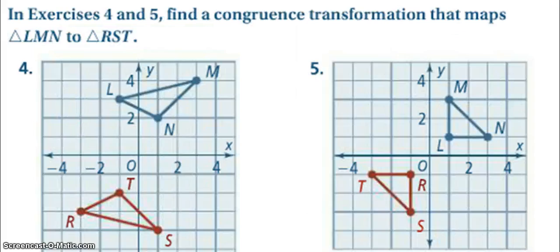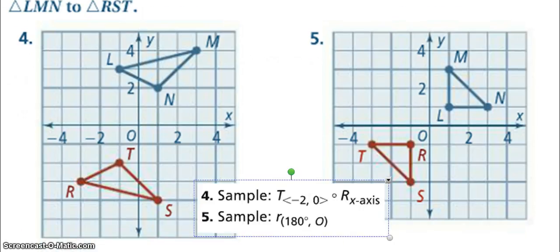Go ahead and try 4 and 5 on your own. Pause the video and see if you can figure out what rigid motions map from LMN to RST. So you're going from the blue shape to the red shape. With many of these, there are a lot of options that you can take. Not like infinitely many, but there are a good amount. So a sample answer for both of these is a translation to the left 2, and then a reflection over the x-axis. And then in 5, if we just rotate 180 degrees around, that does exactly what we want it to do.